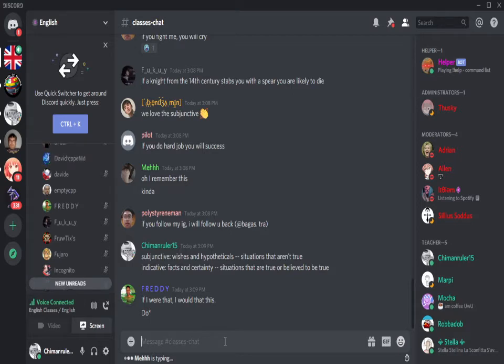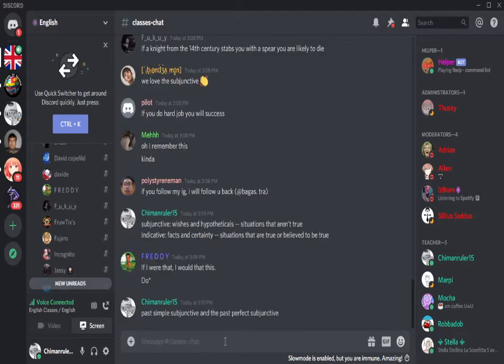Okay, so now that we know what the subjunctive mood is, how it relates to the second conditional. Well, actually, before we do that, I need to talk about the past subjunctive, because in the second and third conditionals, we use the past simple subjunctive and the past perfect subjunctive, or the pluperfect subjunctive. So there are two past subjunctive forms.